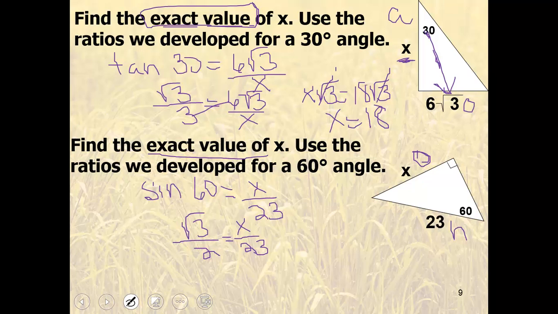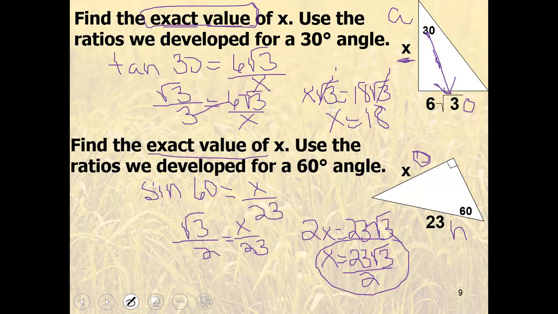Now I cross multiply and I solve for x. So I get 2x is equal to 23 square roots of 3. So x is going to be 23 square roots of 3 over 2, or like 11.5 square roots of 3, right? So this is 23 square roots of 3 over 2. That's the exact value.